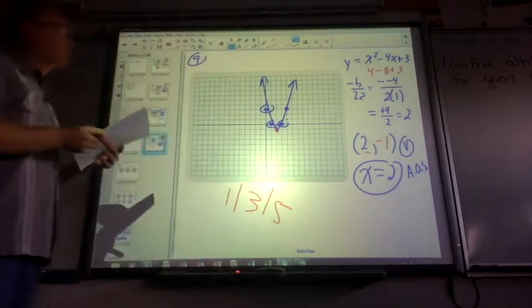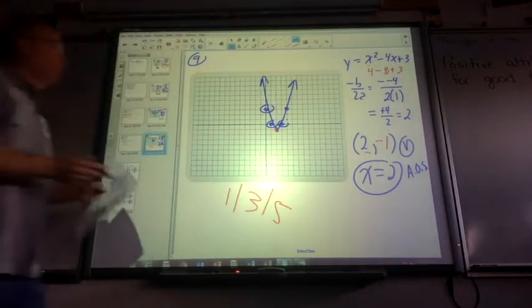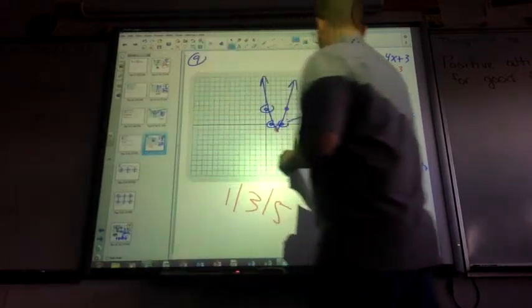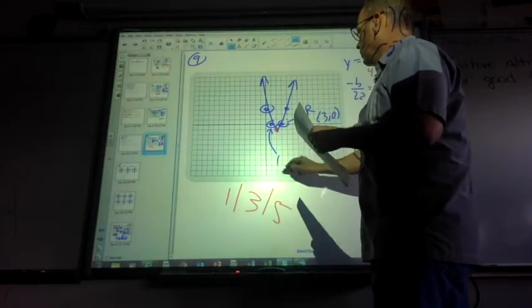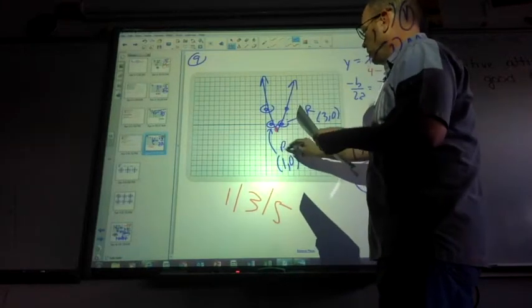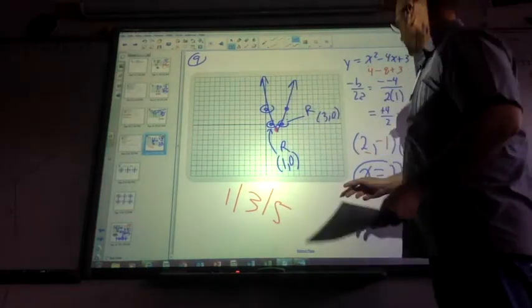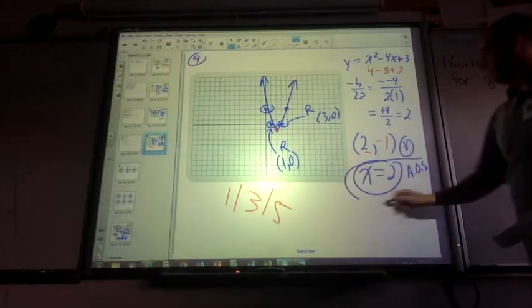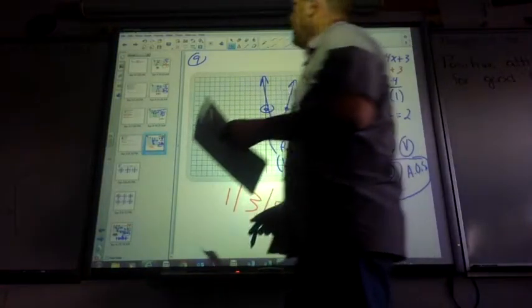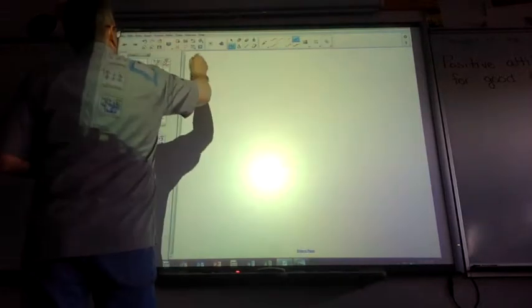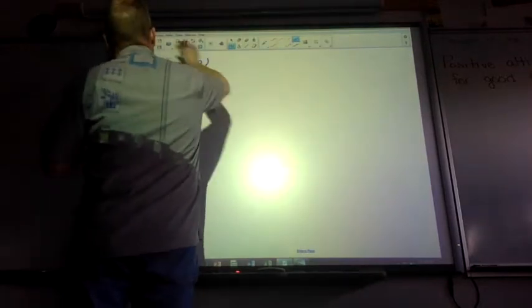All right, what is it going to ask me for on number 9? It asks for the roots. So that's a root, so that's 3 comma 0. That's a root, that's 1 comma 0. The axis of symmetry, we have that right here. Good. Number 10.